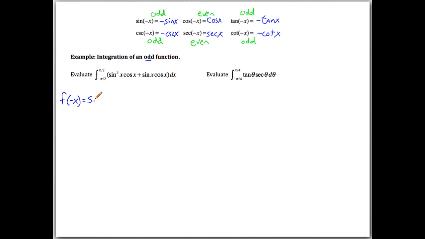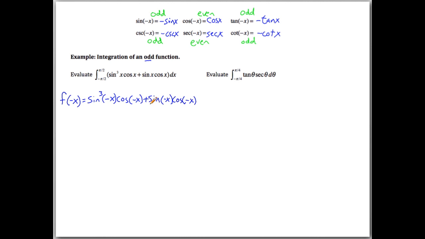Okay, so we're going to get sine cubed of negative x cosine of negative x plus sine of negative x cosine of negative x. So that's the first thing that you have to do, is substitute negative x into your function.